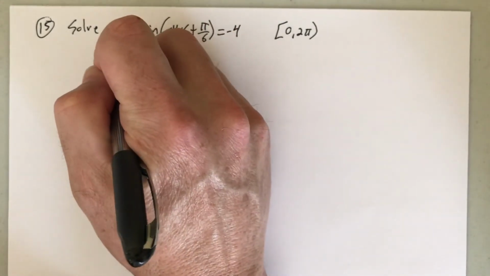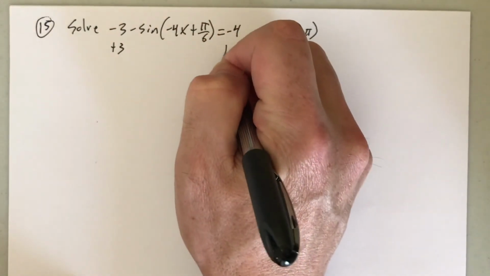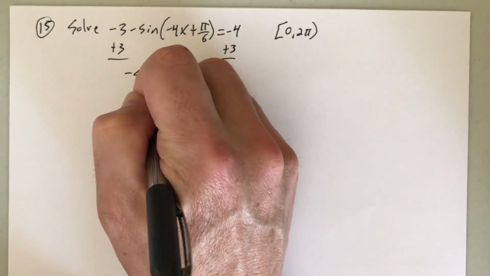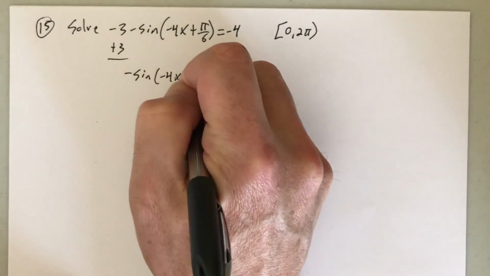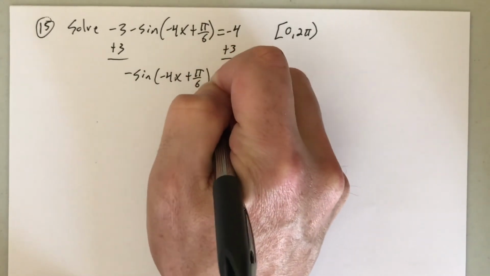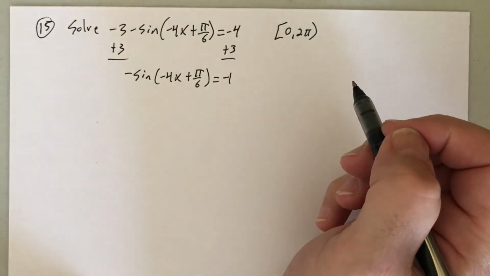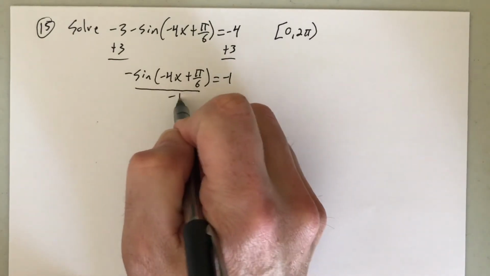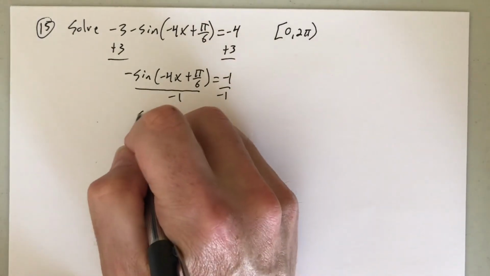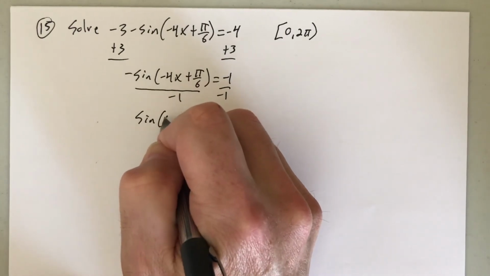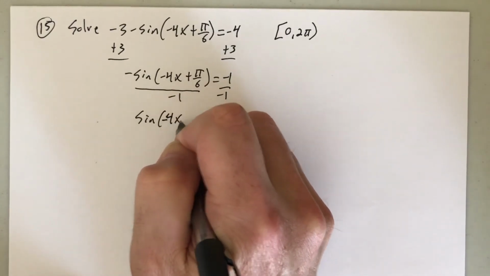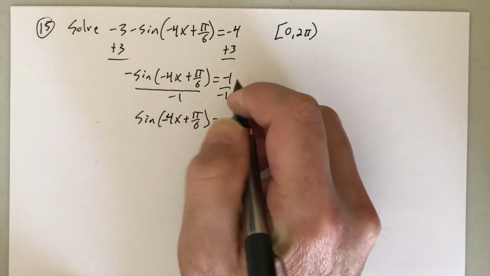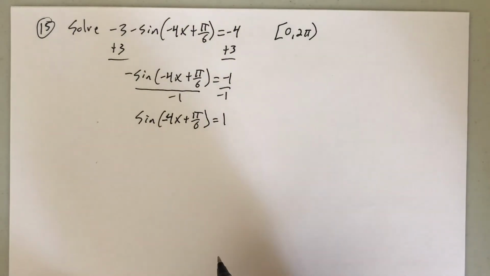So I'm going to go ahead and add 3 to both sides. And that's going to be negative sine of (negative 4x plus pi over 6) is equal to negative 1. And then I'm going to divide by negative 1. So I get sine of negative 4x plus pi over 6 is equal to 1, because we're dividing.